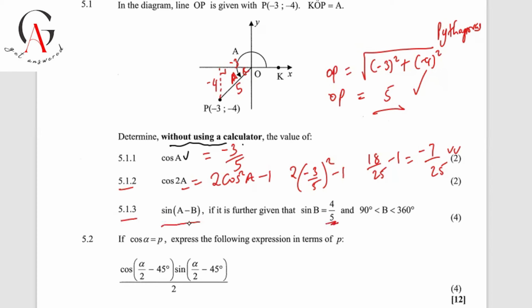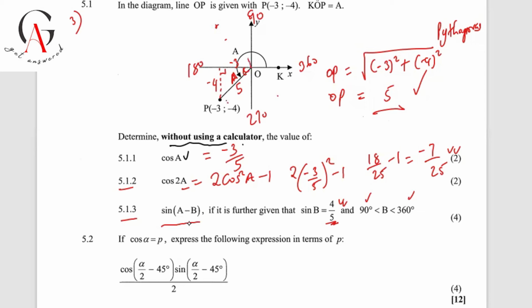Then 5.1.3, they want us to calculate this if it's further given that sin B is this. So what we're seeing is that we have something extra now. Sin B is 4 over 5, but B is between 90 and 360. From this point, because this is our 90, 180, 270, and then 360, this ratio is positive. In these 3 quadrants, we know that sine is positive just in the second.